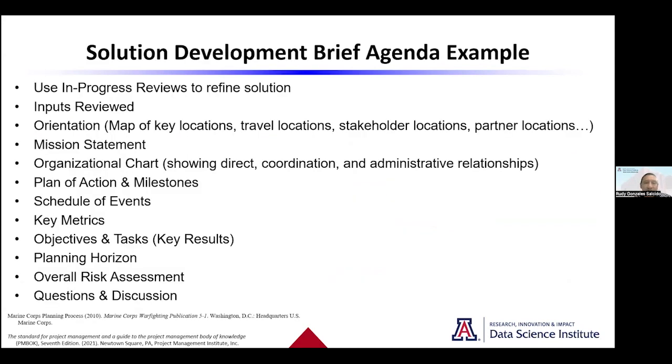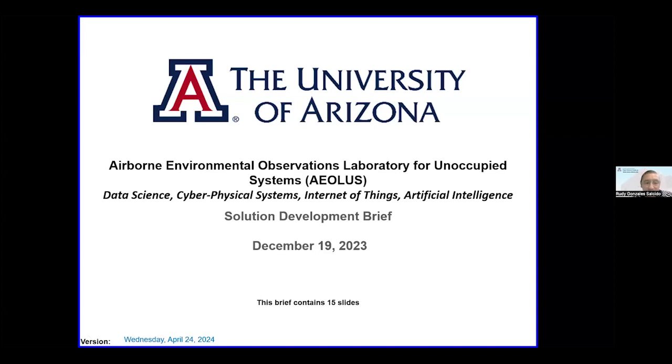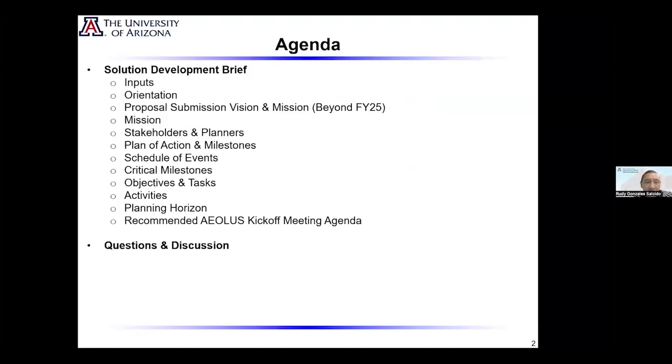So then here would be the solution development brief agenda. And I'll show you that example here. I'll stop sharing this particular brief and show you this template. So quickly, you just put the name of your project, solution development brief, and then you're going to get through the agenda. Again, whatever works for your organization, but loosely put, we're going to go through inputs, a quick orientation. You're going to see why I put that in there. The proposal submission, vision and mission beyond, and then the actual mission for this particular project, stakeholders, planners, and then you're going to see the various ways that I put this together.